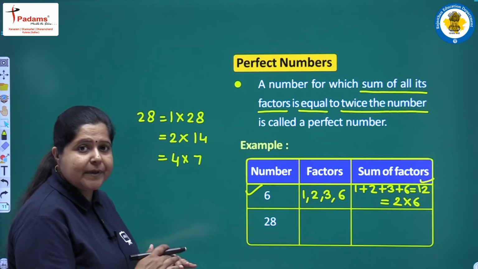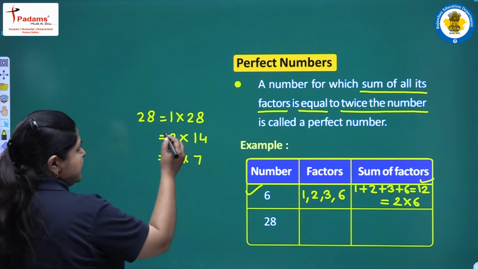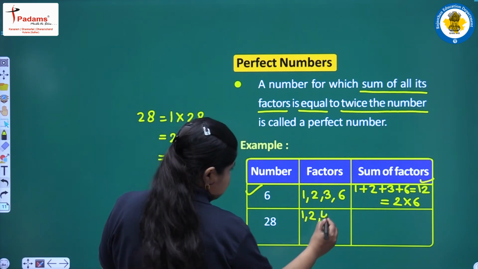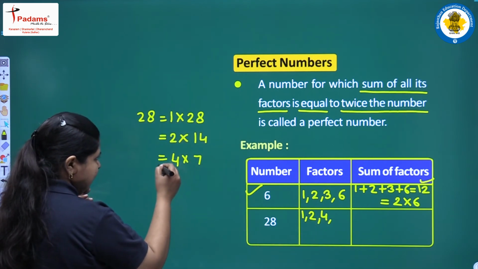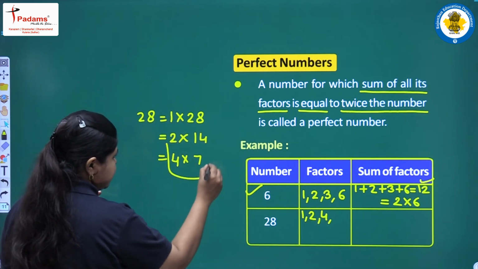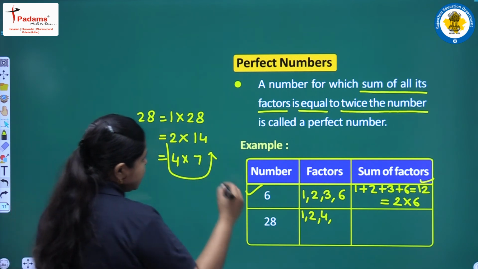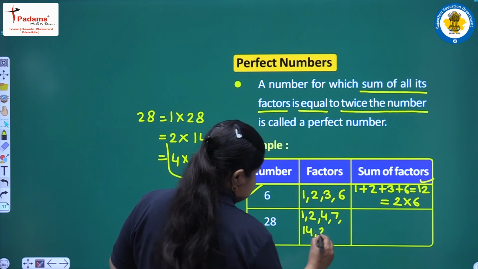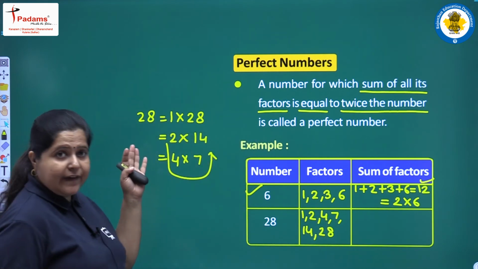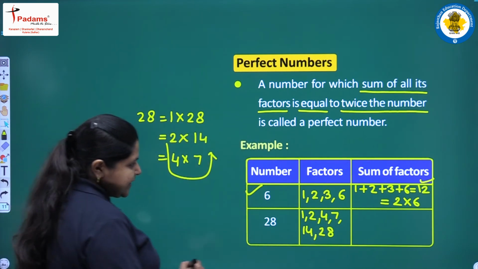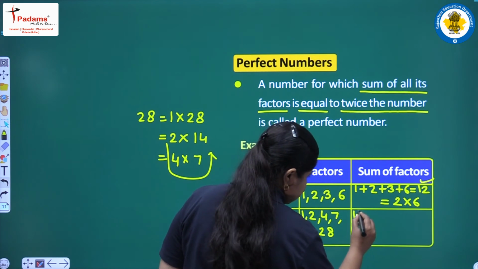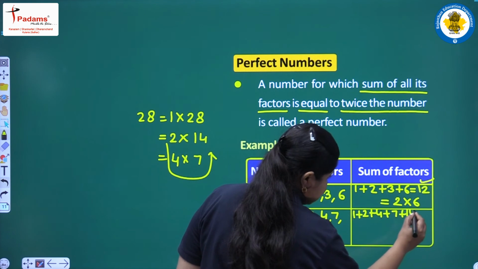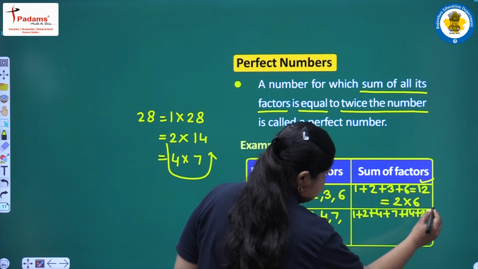We will stop here. And the factors are 1, 2, 4, taking up in this way and then in this way, 1, 2, 4, 7, 14 and 28. These are the factors of 28. Now let us add these factors. 1 plus 2 plus 4 plus 7 plus 14 plus 28.